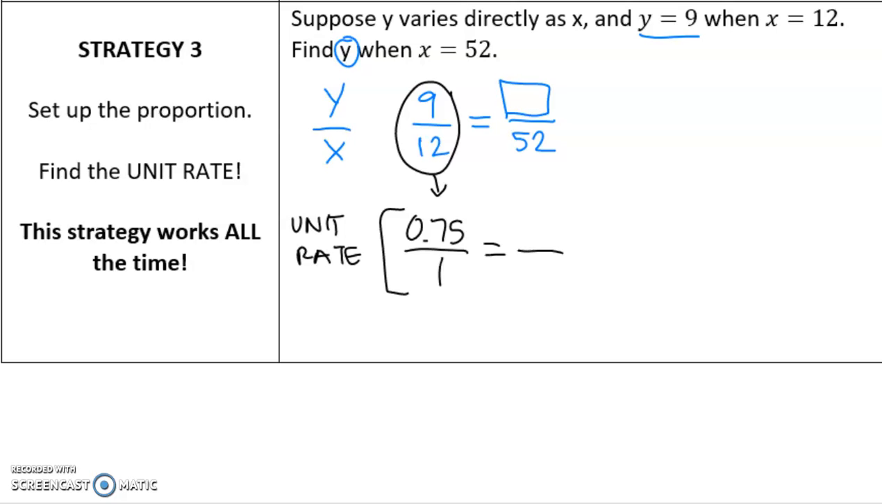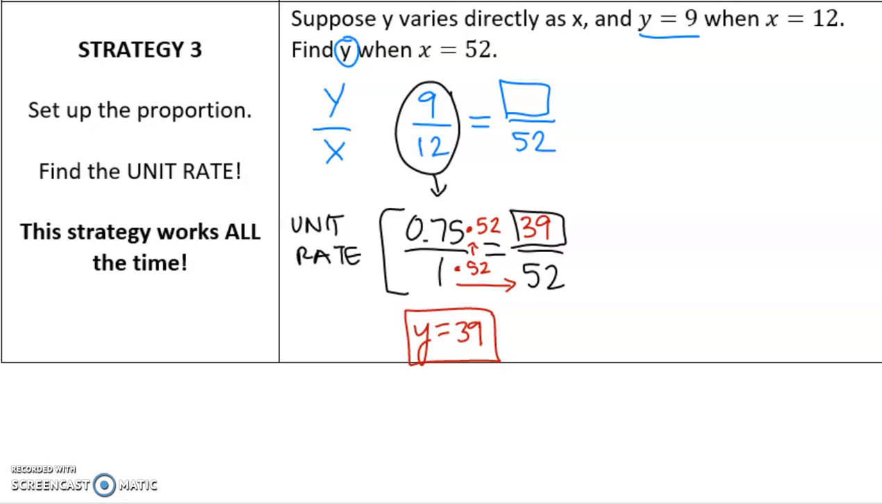And we know that that's supposed to equal something over 52. This is nice because I have the 1 right here going to 52, so I do times 52. 1 times 52 is 52. Keep the equivalent, so times 52. Pop that in your calculator, and you get 39. So y is 39 when x is 52.